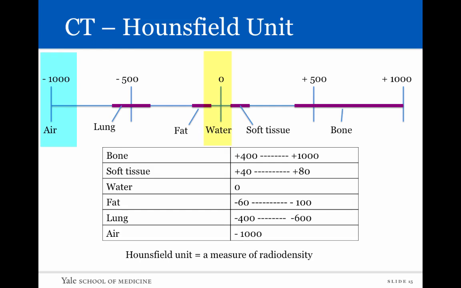Fat will be from minus 60 to minus 100. Lung will be from minus 400 to minus 600. Soft tissue and blood will be from 40 to 80. An important concept to get from here is that the higher the Hounsfield unit, the brighter it will appear on CT imaging. Bones will be white. Soft tissues will be gray. Water will be a little bit less gray. Fat will be dark, and air will be absolutely black.